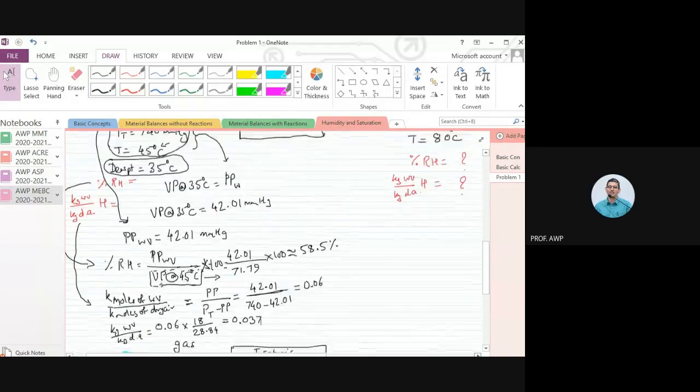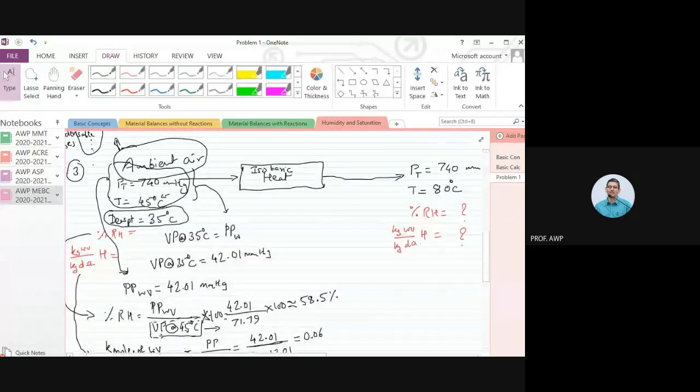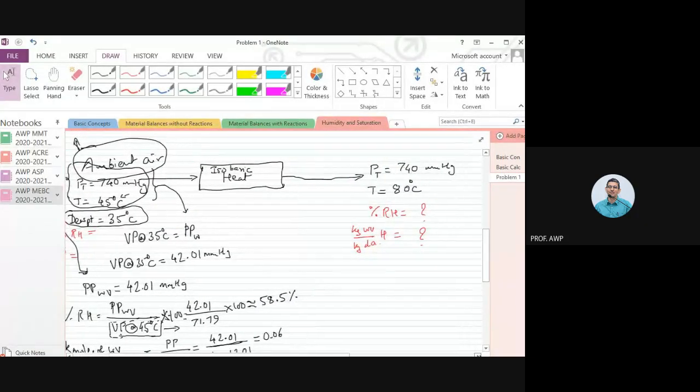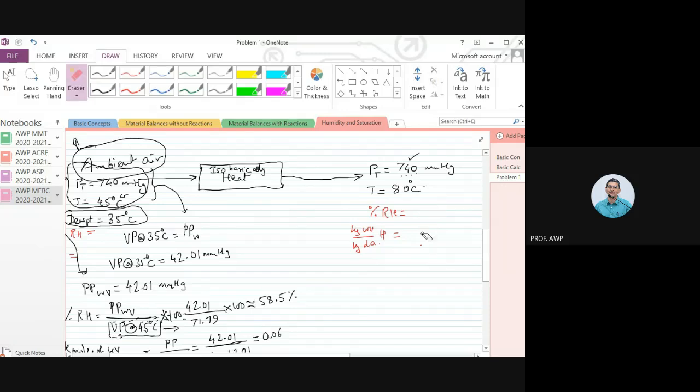Okay, so we've got everything here on the left side. Now this air, we are going to heat isobarically. Isobarically means the total pressure is going to remain the same. Iso bar means constant pressure. So our total pressure is going to remain the same, 740 mm Hg. Now we are heating this 45 degrees centigrade air up to 80 degrees centigrade, and we want to calculate these two things.